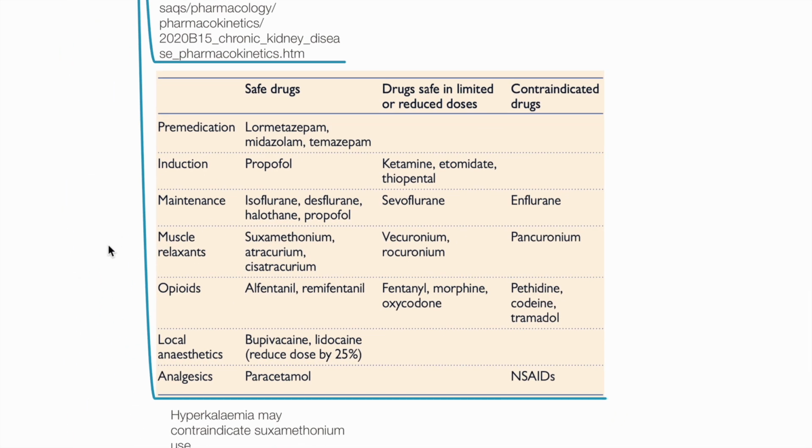Safe drugs in CKD include lormetazepam, midazolam, temazepam, propofol, isoflurane, desflurane, halothane, suxamethonium, atracurium, cisatracurium, alfentanil and remifentanil, bupivacaine, lidocaine, and paracetamol. Drugs safe in limited or reduced doses include ketamine, etomidate, thiopental, sevoflurane, vecuronium, rocuronium, fentanyl, morphine, and oxycodone. Contraindicated drugs in CKD include enflurane, pancuronium, pethidine, codeine, tramadol, and NSAIDs.